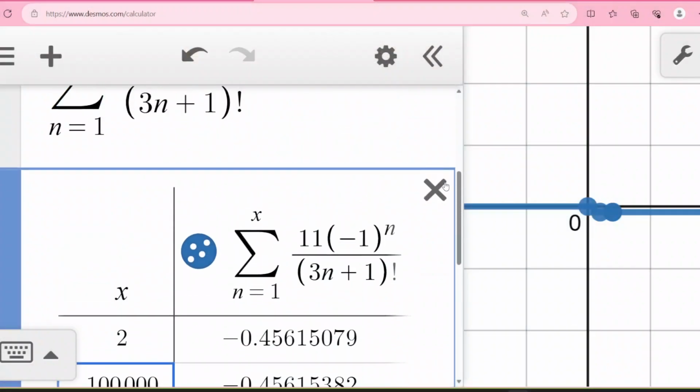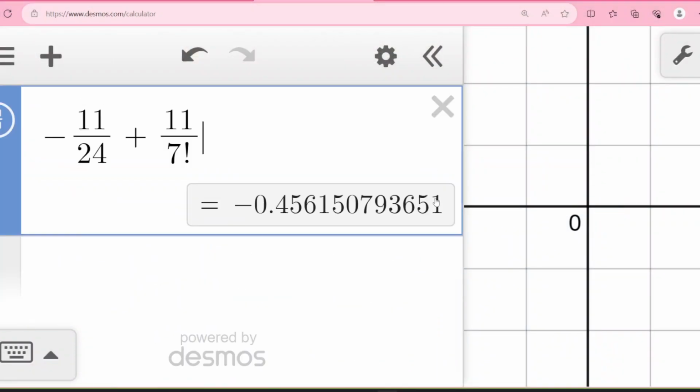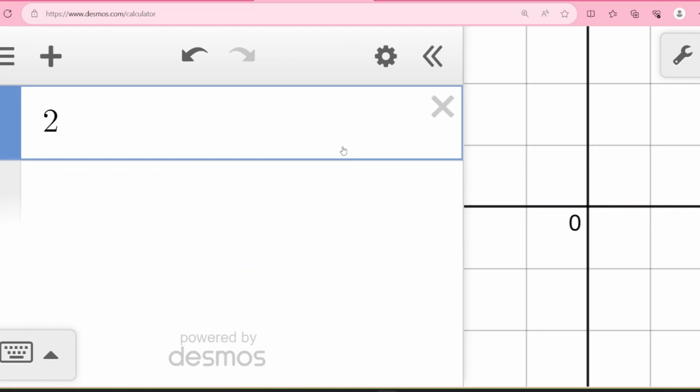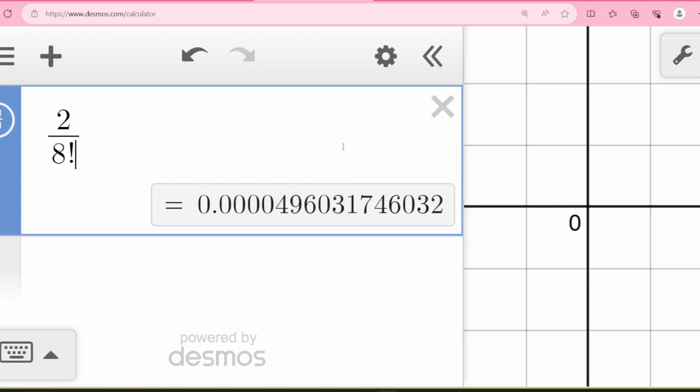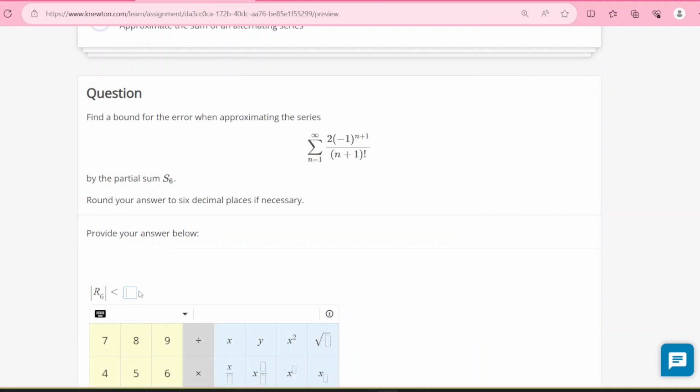On the calculator, we'll put in 2 over, from an earlier problem, what's 2 divided by 8 factorial? Remember, 8 factorial is a very large number. It's like 40,320, I believe. Rounding this to 6 decimal places, they said 0.0000496, so 0.000050. The error will be off by no more than 0.000050 when I round 2 over 8 factorial to 6 decimal places.